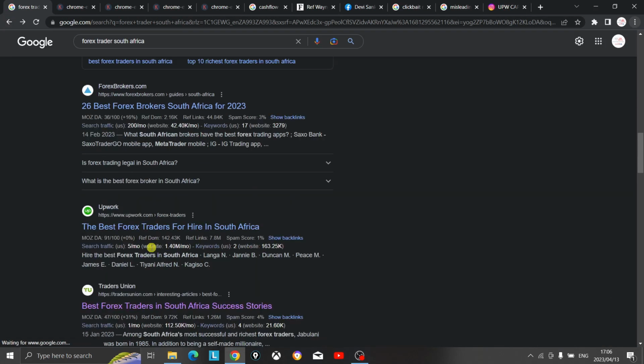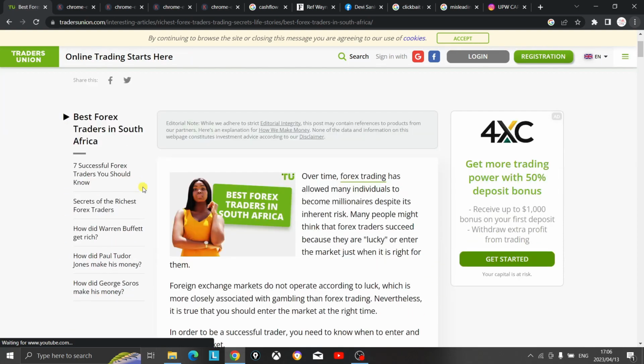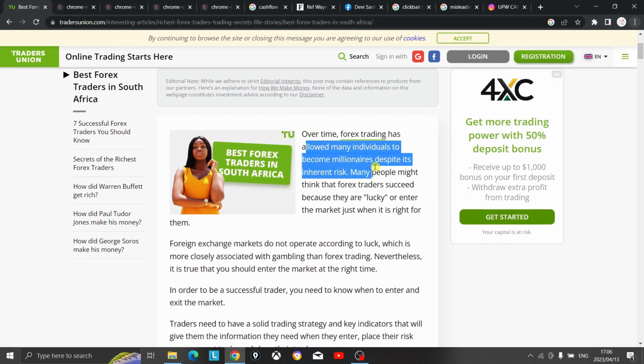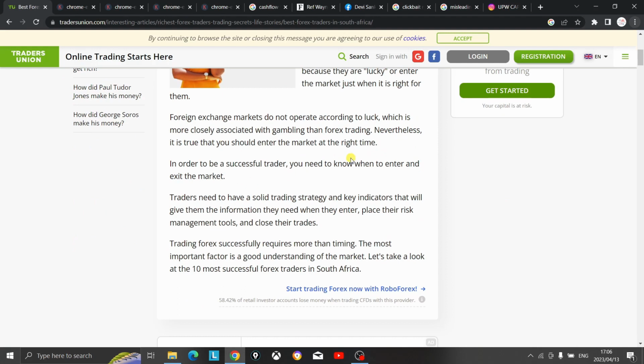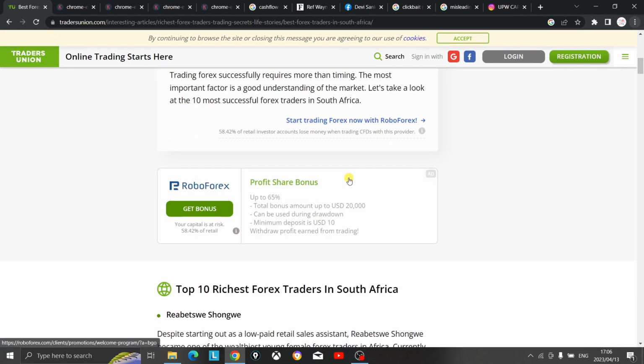The next website is Traders Union. Let's check it out. Let's see how they make their money. Over time, Forex trading has allowed many individuals to become millionaires despite its inherent risk. I would like to know where the data is available. I don't see a link to it or anything, because normally, when you have a website, you have a link and then you click it and I go to it. So Traders Union is not giving me what I want.